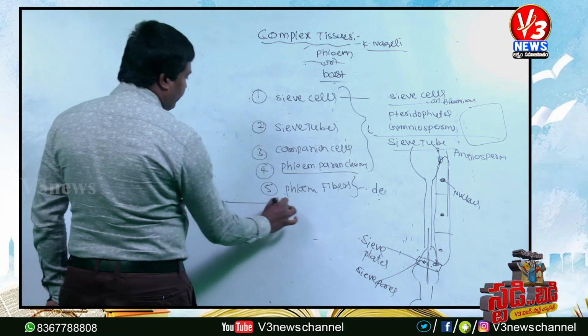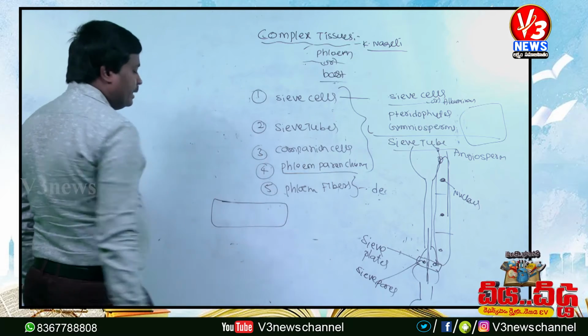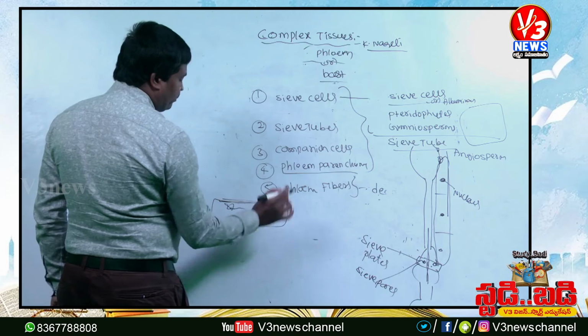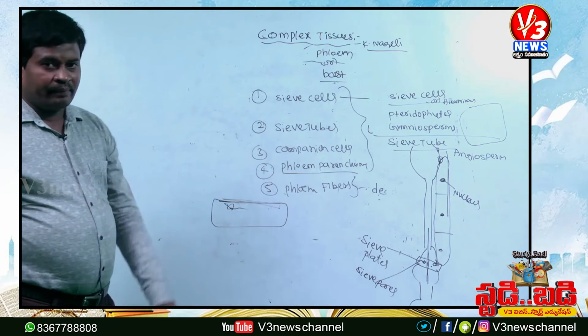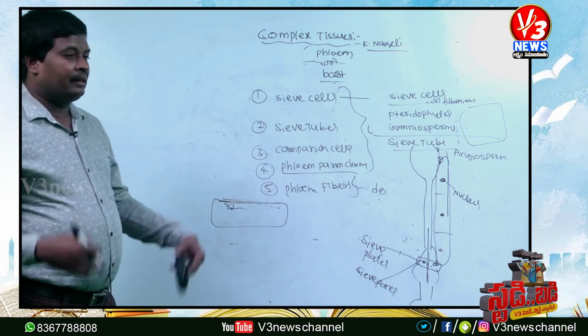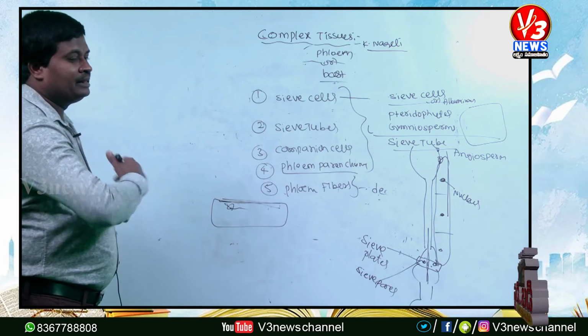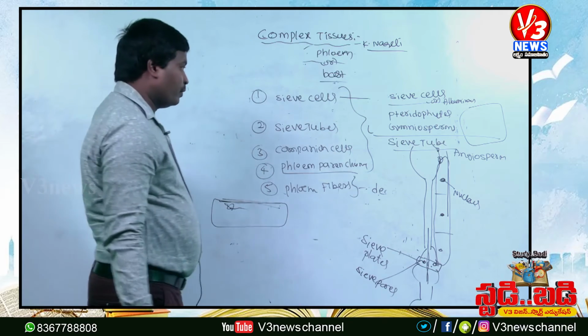Next one, phloem parenchyma. What is phloem parenchyma? Just now we were discussing it. It is a living cell. Cell walls are made up of cellulose, it stores food material, and secondary metabolites are also present. There are two types of parenchyma: axial parenchyma and ray parenchyma. Ray parenchyma is useful for the lateral conduction of food material.